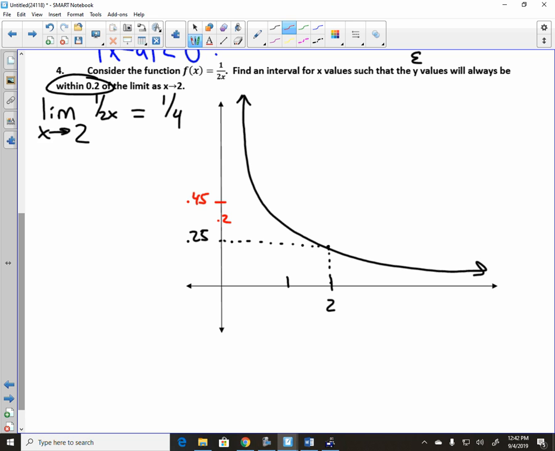Watch. As I draw this over to the function, do I land to the right or the left of 2? Everybody agree that there's an x value right here such that when I plug it into the function, I get 0.45. We're going to find that. And it's very simple. You take the function, and you set it equal to 0.45.